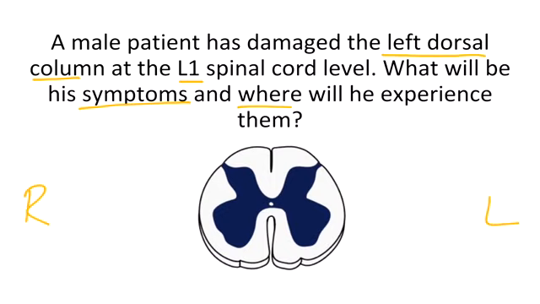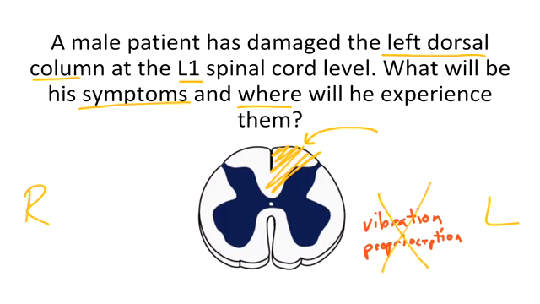And so he's damaged the dorsal column on the left side. So this side over here. And we know that the dorsal column carries vibration and proprioception. So we know that if this patient has damaged the left part of the dorsal column, he will lack vibration and proprioception. The only question that remains is where will he experience them?